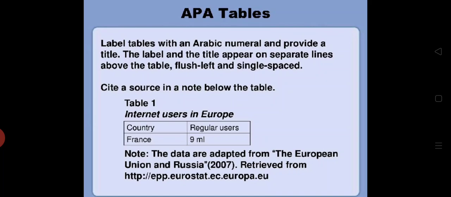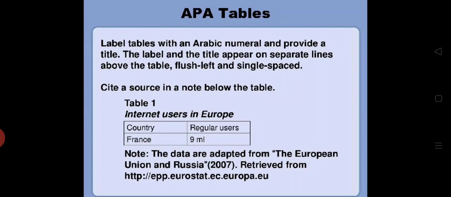APA tables. In this slide we are going to learn how we make tables when we are using the APA reference style. Label tables with an Arabic numeral and provide a title. The label and the title appear on separate lines above the table, flush left and single spaced. Cite a source in a note below the table.